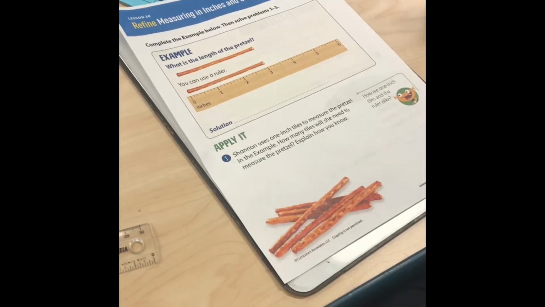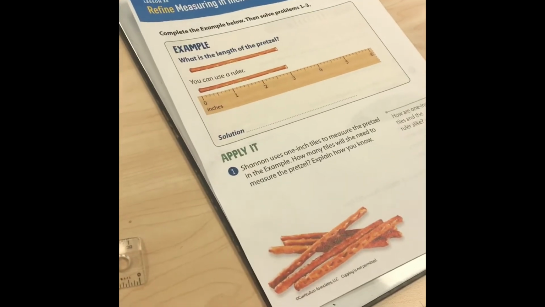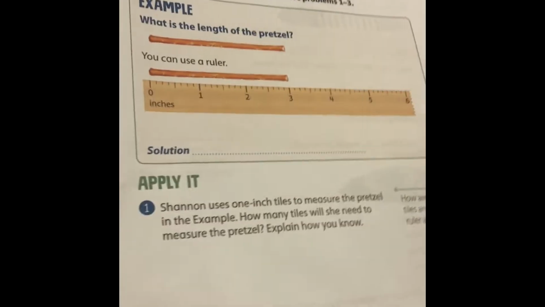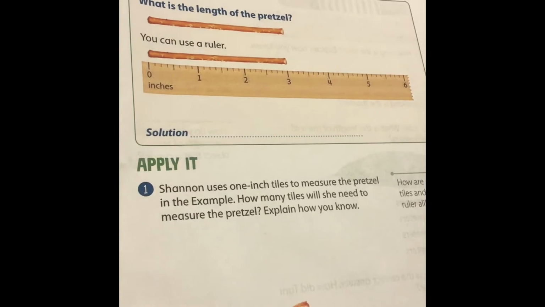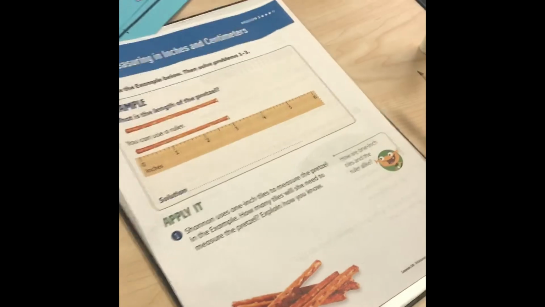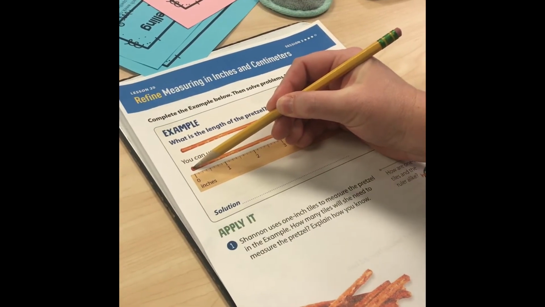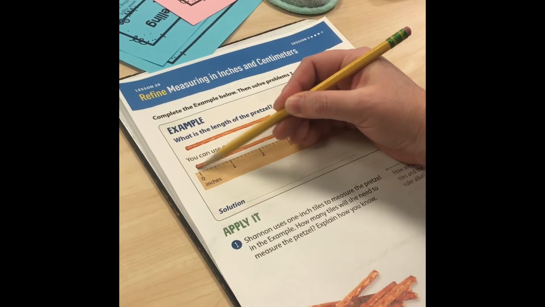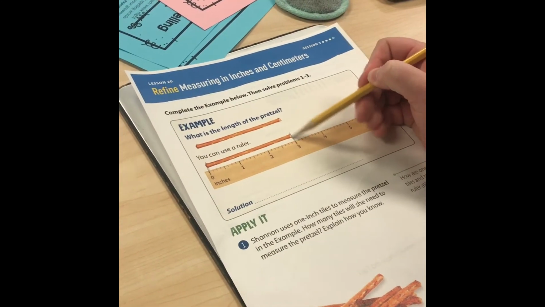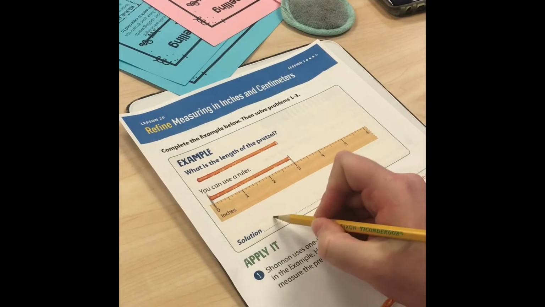Okay, so here's what our paper looks like today. Here's Mrs. Walker. She's going to be my student. She's going to be writing it for me. So Mrs. Walker, please read the example problem for me. It says, what is the length of the pretzel? It's making me hungry. You can use a ruler. So remember, from what Mrs. Kraft has told us before, we always start at the 0 and go to the end. We make sure we have that even. So if I look at my pretzel, it looks like it is 3.